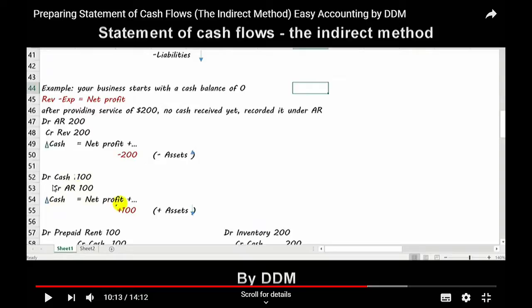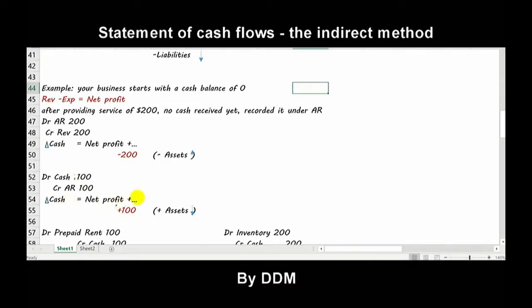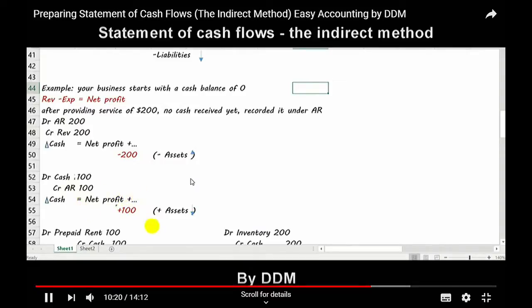So this transaction only increases our cash by $100. When this side increased by 100, but the net profit remains unchanged, to make both sides equal, you need to add $100 on the net profit side. Is that clear? Yes? Right. This side increased by $100. That means we need to plus $100 on this side to make both sides equal. And this $100 is the reduction in accounts receivable, which is an asset item.